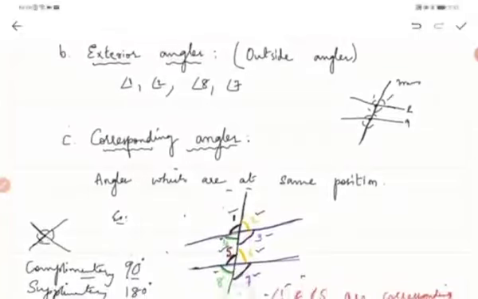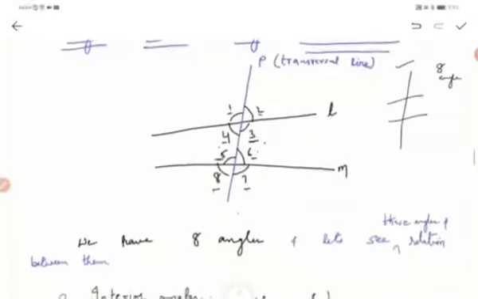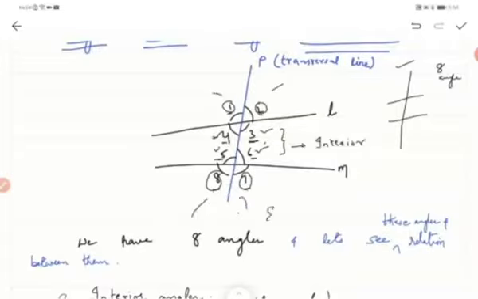So angles which are exterior, that is outside angles, isn't it? What are exterior angles? Exterior angles are 1, 2, 7, 8, isn't it? What about interior angles? These are your 4, 3, 6 and 5. The ones which are inside, on the inner side, they are called interior angles, isn't it? And the angles which are outside, they are called exterior angles.